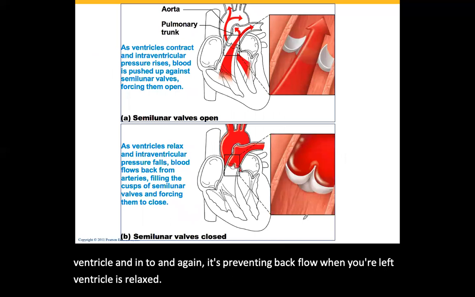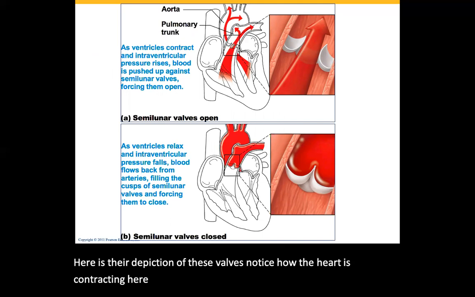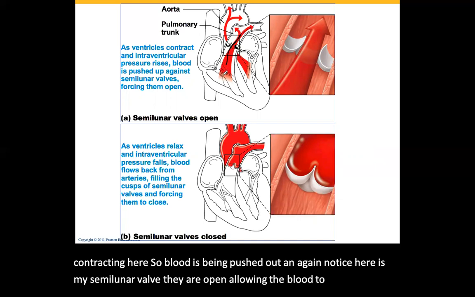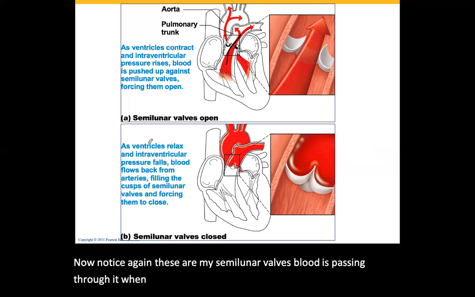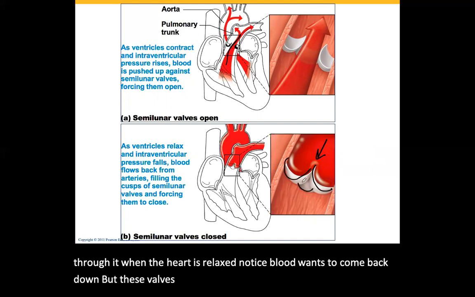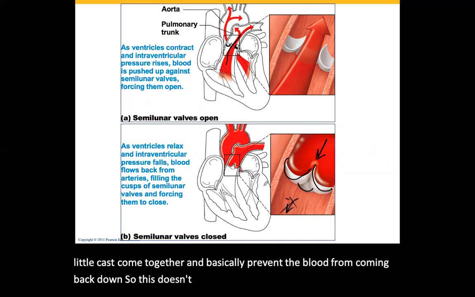Here is the depiction of these valves. Notice how the heart is contracting here, so blood is being pushed out. And again, notice here is my semilunar valve. They are open, allowing the blood to come out. Now, notice again, these are my semilunar valves. Blood is passing through them. When the heart is relaxed, notice blood wants to come back down, but these valves come together, right? Their little cusps come together and basically prevent the blood from coming back down. So this doesn't happen. So this is the engaged semilunar valve, and this is an open semilunar valve.